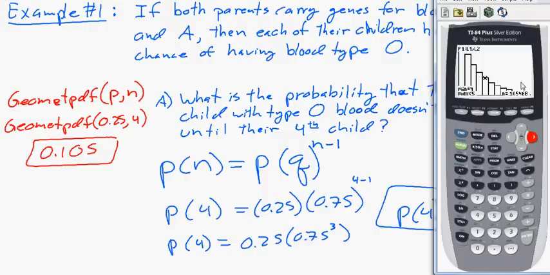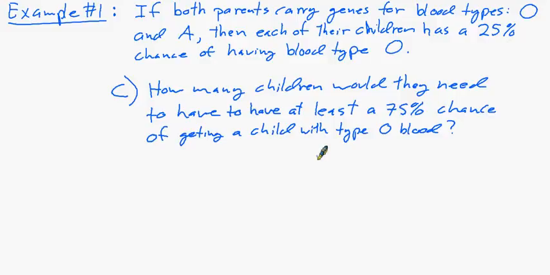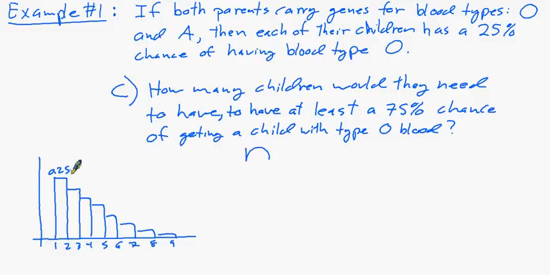Now there's a second question, which is a lot more interesting. How many children would they need to have to have at least a 75% chance of getting a child with type O blood? So this is kind of working backwards. We're now looking for N, a number of trials. Each child is a trial, I suppose. Let's look at the probability distribution again, which looks like this. It's very easy to draw geometric probability distributions.